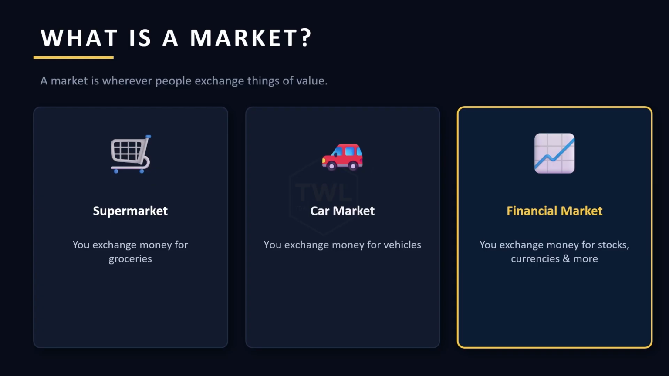Think about a supermarket. You exchange your money for groceries. Simple. Now think about a car dealership. You exchange money for a vehicle. A financial market works exactly the same way, except instead of groceries or cars, you're exchanging money for stocks, currencies, gold, or other assets. Same concept, different products.